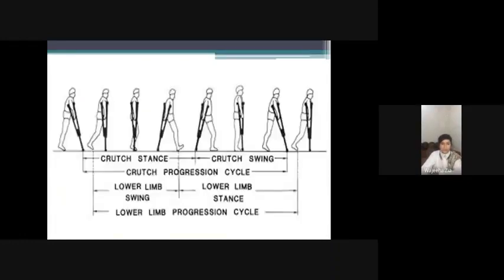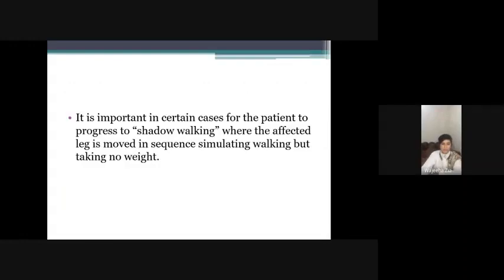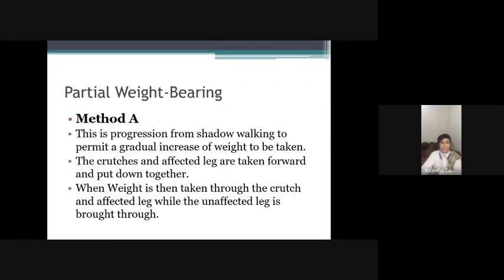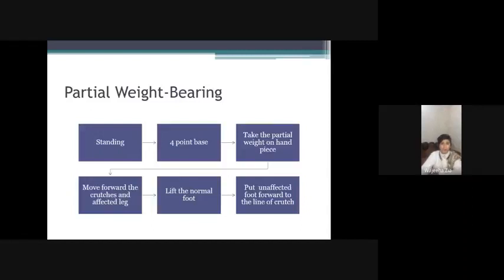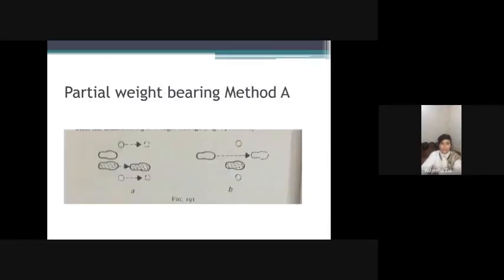This is also the non-weight bearing gait, the different stances. In the partial weight bearing, I told you two methods. In method A, it was a 4-point gait. You can see the patient's three points. The patient will move three points together and then move with the other point.